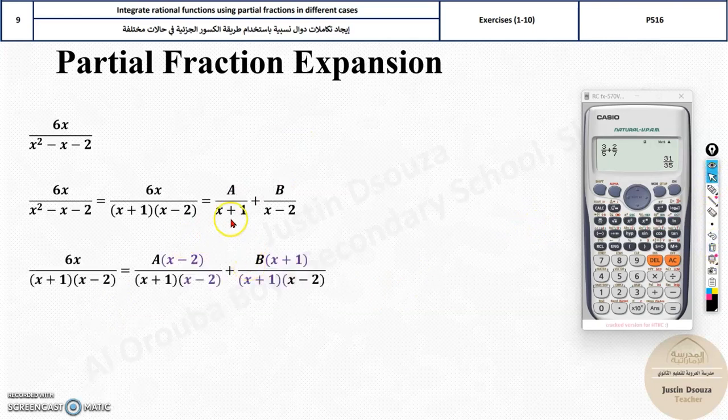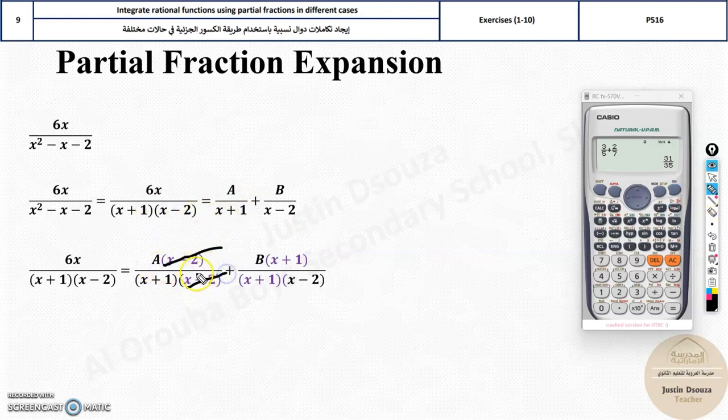Now, how do we do it is very simple. You are manipulating this by trying to get the denominators equal. If all the denominators are equal, then we can equate the numerators. So what is missing over here? The common factor. Over here, x plus 1 is there. So multiply and divide by x minus 2. Basically, you're not making any error.